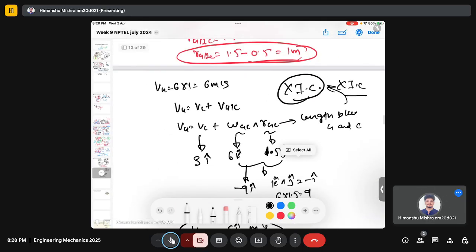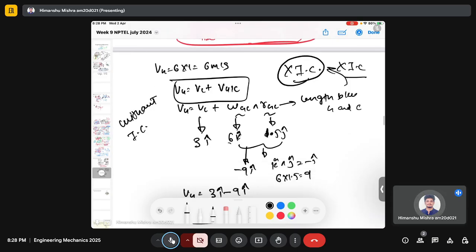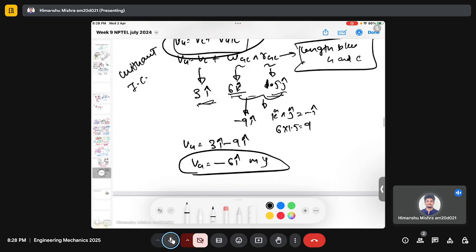So this is the method without instantaneous center, where we use this equation. We identify the vectors. Vc is this, omega is this, position vector is this, and the position vector is the length between point G and C. So when we solve using this, we get the Vg vector, which is minus 6 in the x direction.